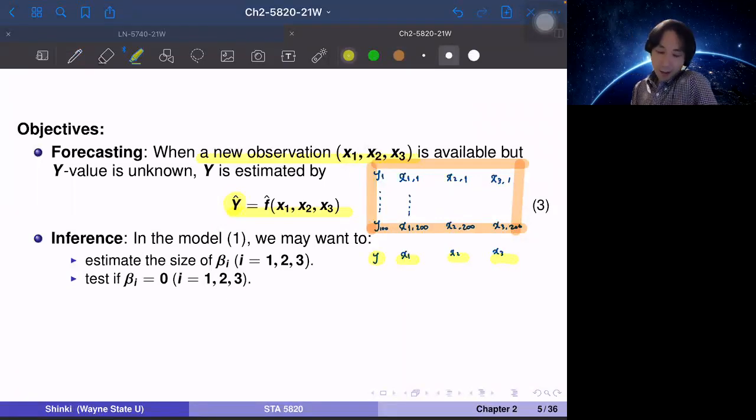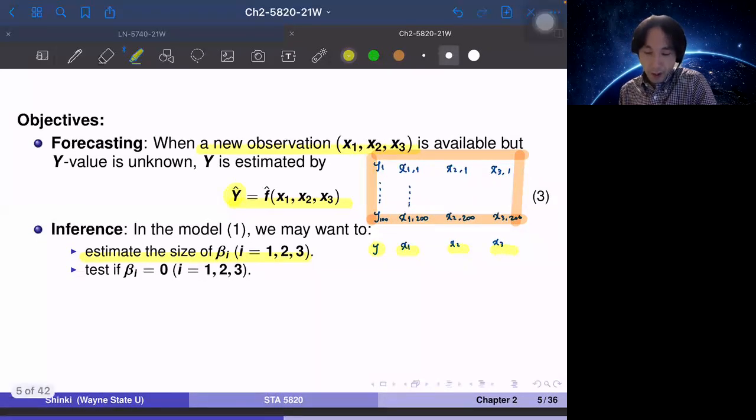And another interest is inference. The statisticians traditionally focus more on inference, so estimating the size of beta. This is slightly different from the previous one, because for forecasting, our objective is to get a more accurate y hat. So beta i is just an intermediate product.